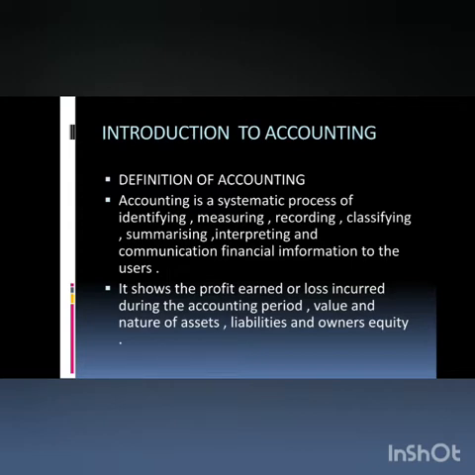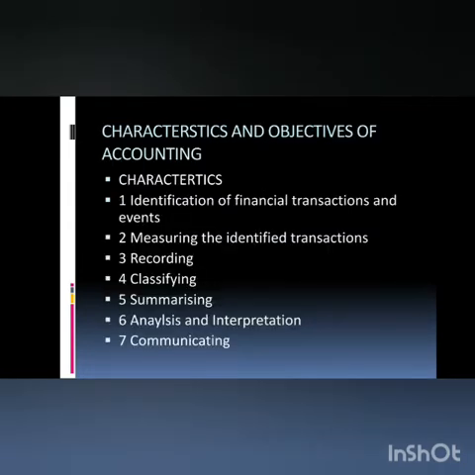It shows the profit earned or loss incurred during the accounting period, value and nature of assets, liabilities, and owner's equity. Example is capital. Characteristics and objectives of accounting. Characteristics: first, identification of financial transactions and events. It means accounting records only those transactions and events which can be measured in terms of money, like for example, purchase of raw materials or sale of finished goods by a firm.